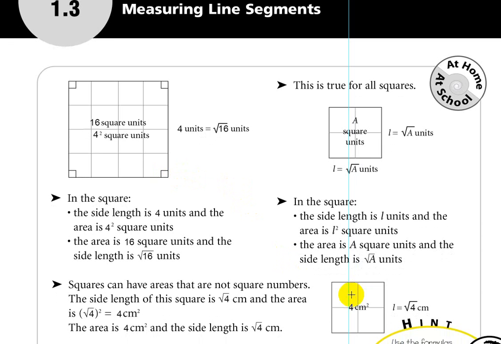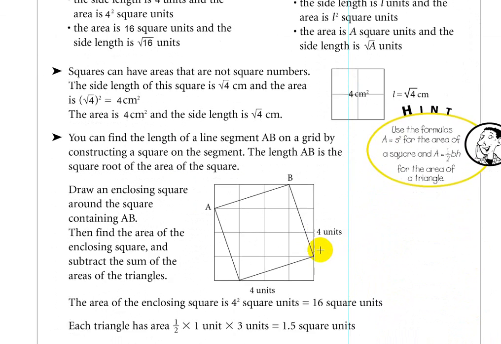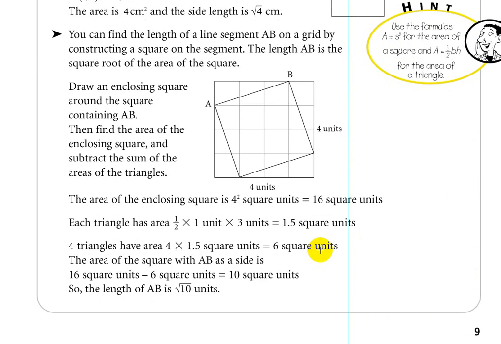Same thing down here. If I have a square, this one, and it's got 1, 2, 3, 4. What is the square root of 4? That would give us 2 centimeters. So we know that 2 centimeters would be the side length of this particular square. It's a little more difficult when you start looking at this shape here.